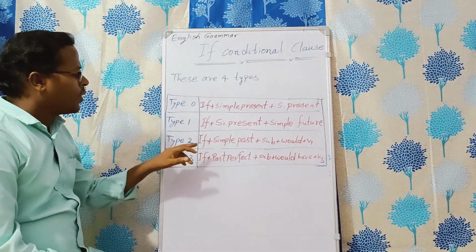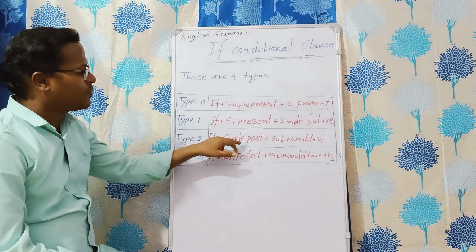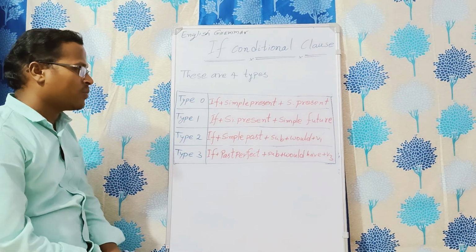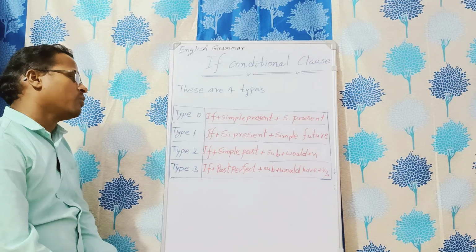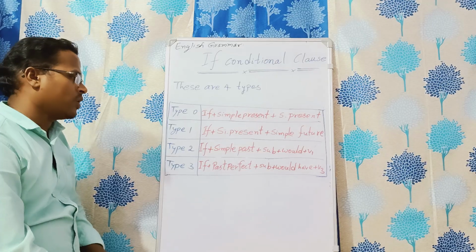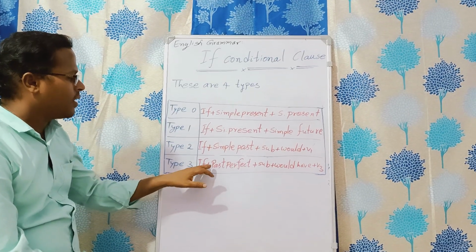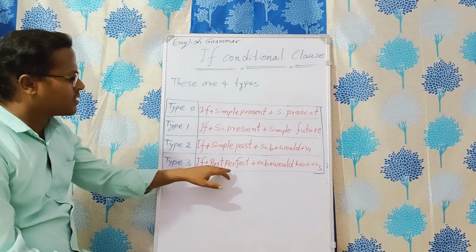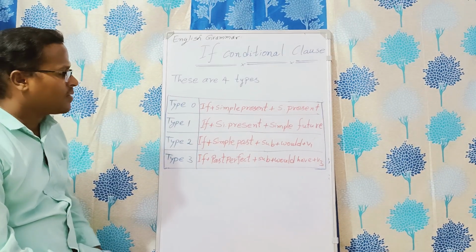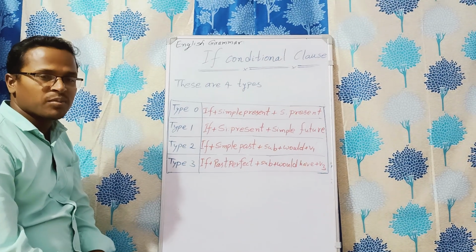So in type 2, the if conditional clause is a simple past, and the consequence is subject plus would plus verb 1. So you can use could or might also, depending on the situation. See, in type 3, the if conditional clause is a past perfect tense, and the consequence is subject plus would have plus verb 3, past participle.